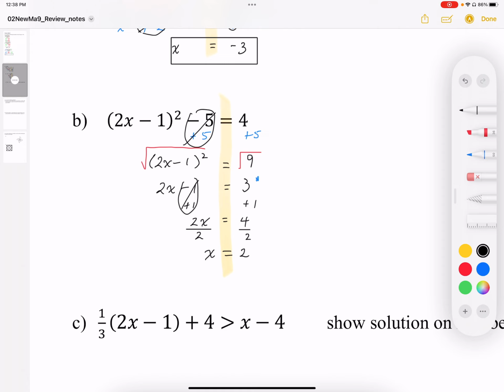And we can check this by plugging it back into the original equation. So 2 times 2 is 4, minus 1 is 3, squared is 9, minus 5 equals 4, so that's correct. So that is a correct answer.